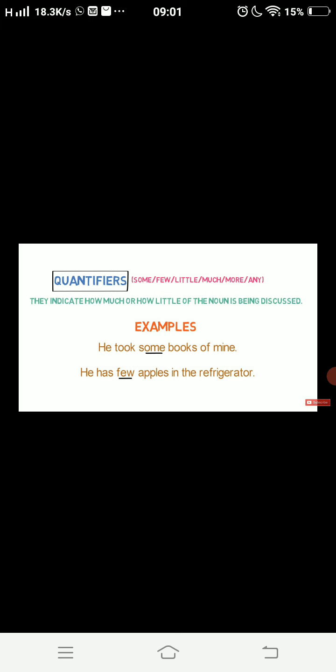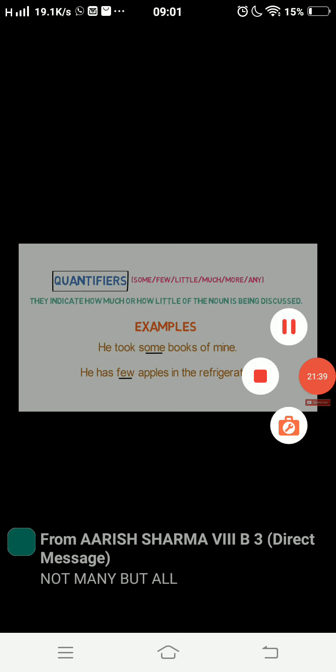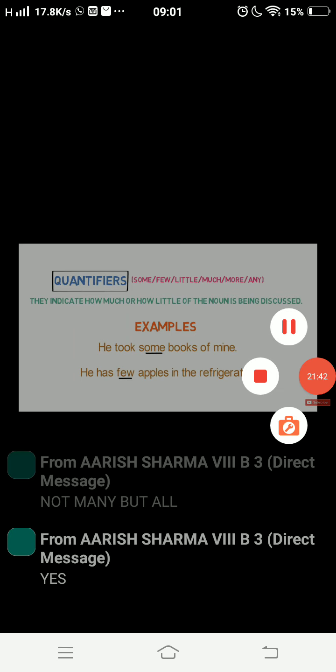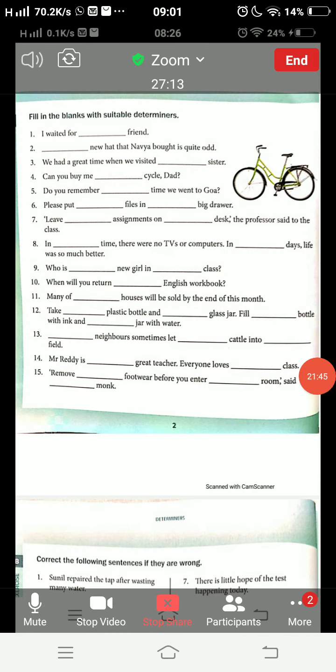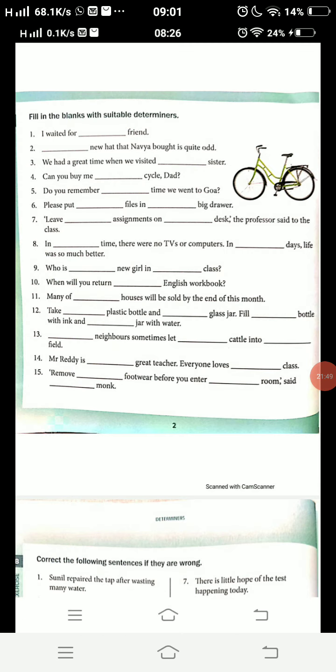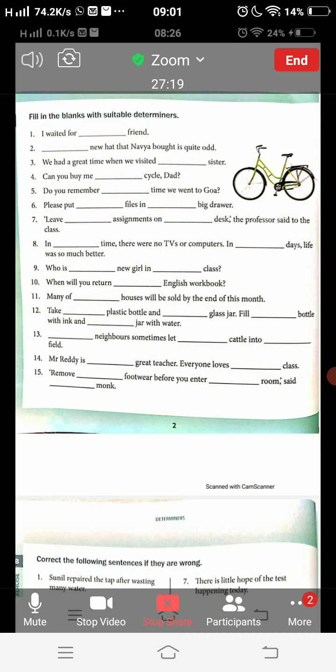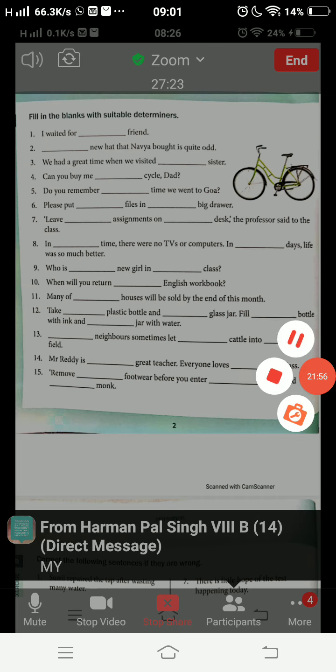So now shall we move to exercises? I'm going to take exercises from your grammar book, and for that I want quick answers. So hurry up, my dear students. Now I have explained, we have recalled the main concept of determiners. So let's do this exercise quickly. I think you all have done it in your grammar book. So let's check your answers.